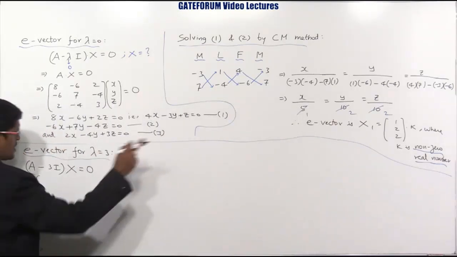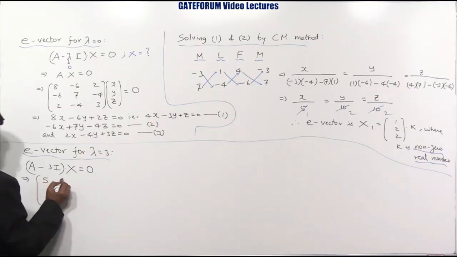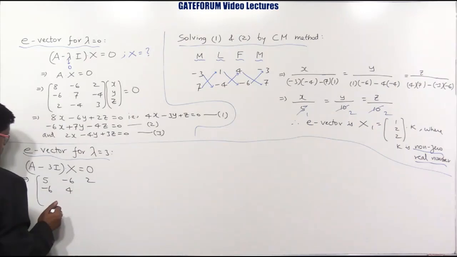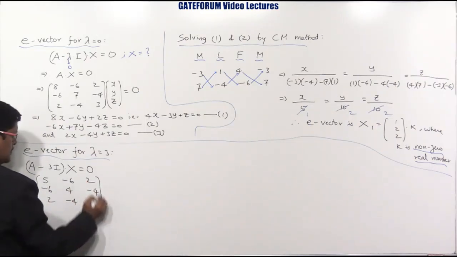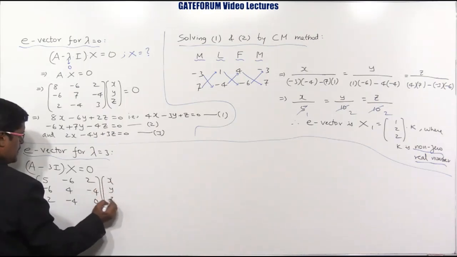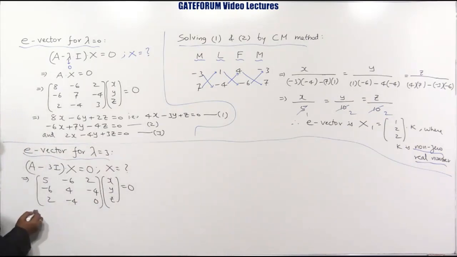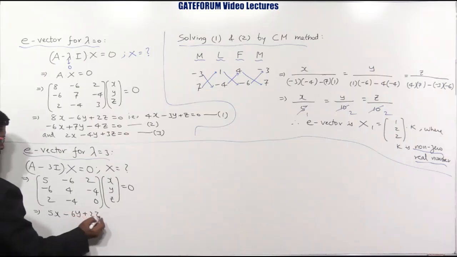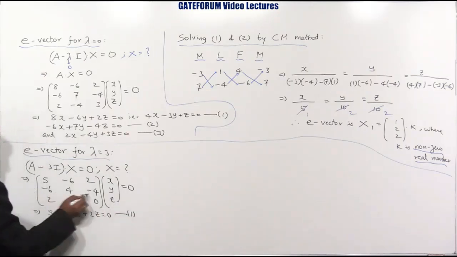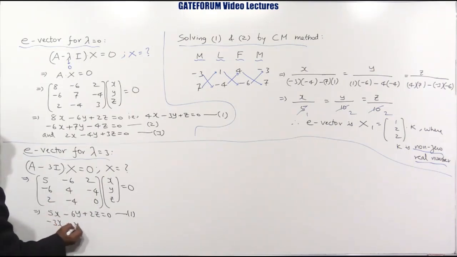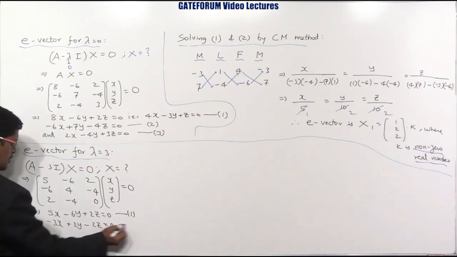I hope that you remember that matrix A. 5, minus 6, 2; minus 6, 4, minus 4; 2, minus 4, 0; into x, y, z is equal to 0. Here also you are going to find the eigenvector x. So convert into equations. My first equation: 5x minus 6y plus 2z is equal to 0, equation 1. From the second equation, there is a 2 common. I can write minus 3x plus 2y minus 2z is equal to 0, equation 2.